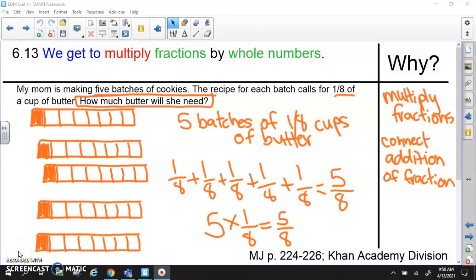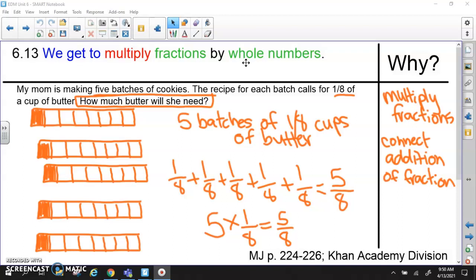We've been doing this a little bit through the year, but we're going to do a full lesson on it. In 6.13 we get to multiply fractions by whole numbers, okay? And you might come across, I guess, a word problem like this.